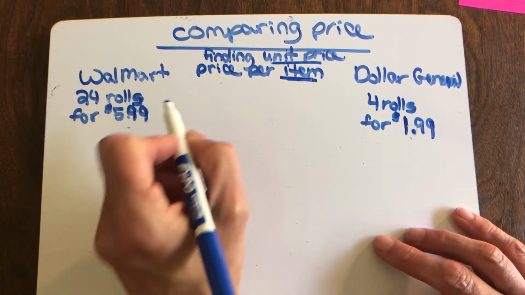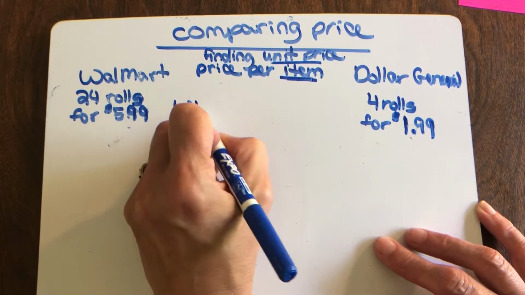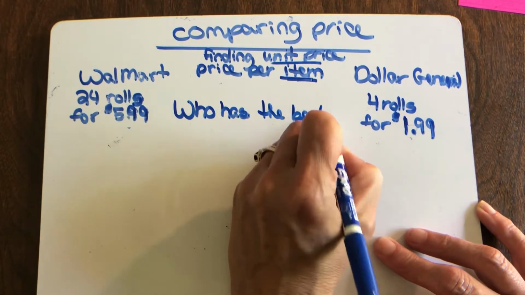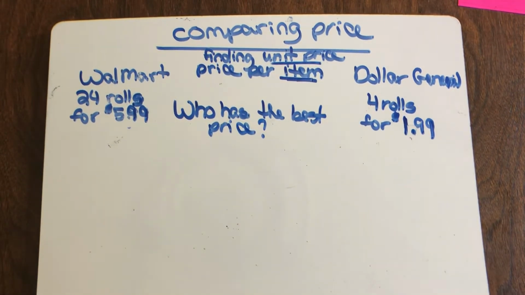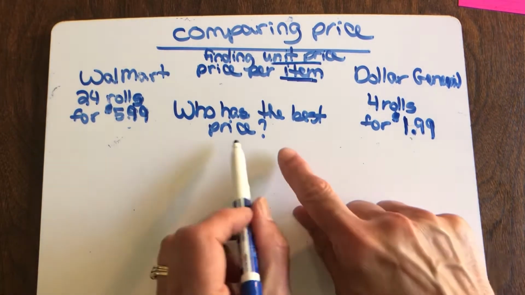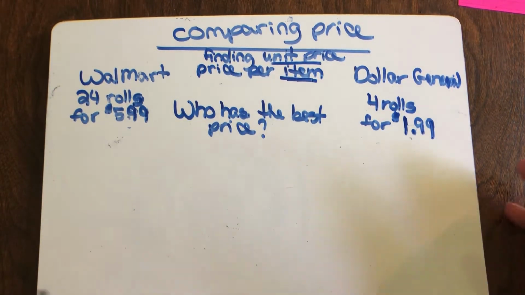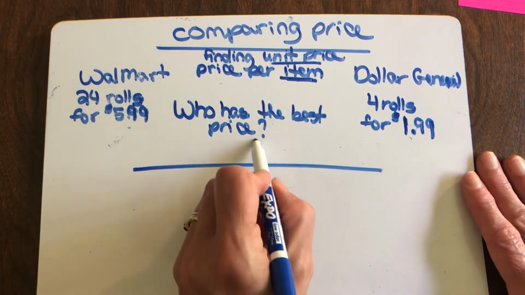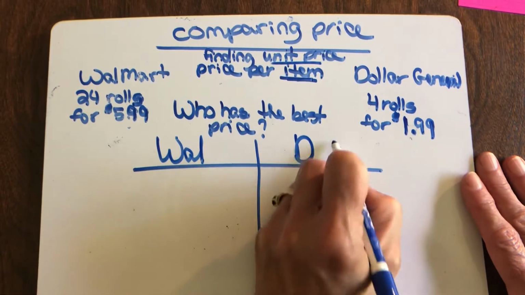So let's go ahead on your note card and put us a little title, who has the best price. All right, and a lot of times on our standardized tests, they're asking us to compare unit rates. Sometimes it's not price, maybe they say who goes faster or who makes more money, and you have to stop and do the math by doing your unit rates. So go ahead and make yourself a little T-chart here. And let's go ahead and put Walmart on one side and Dollar General on the other side.